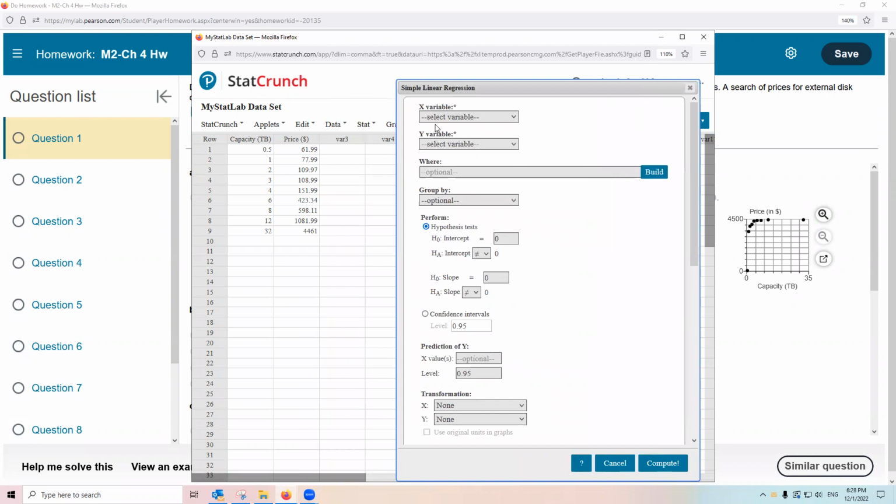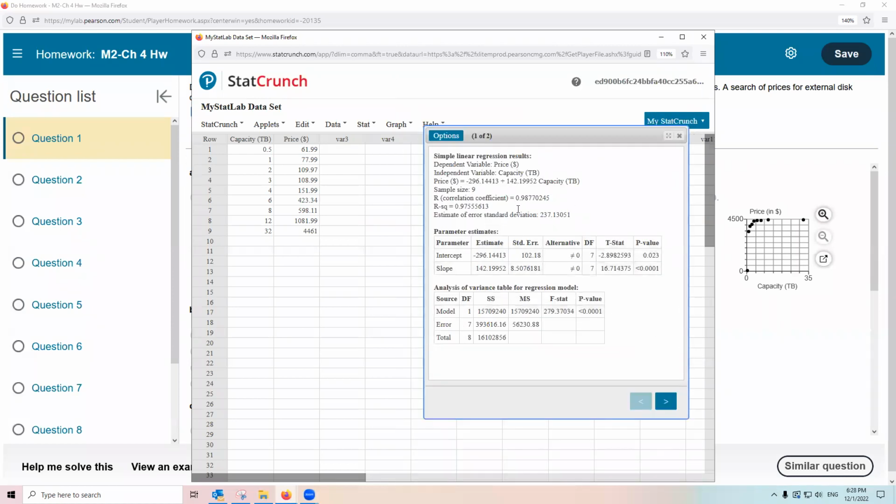And what StatCrunch wants me to do is identify what column has the X data and what column has the Y data. Well, remember, the Y data is the dependent quantity. That's price, because price depends on capacity. So the X is capacity. All right, that's all I'm going to do for right now. I'm going to click Compute. And here's some information about the relationship between price and capacity.